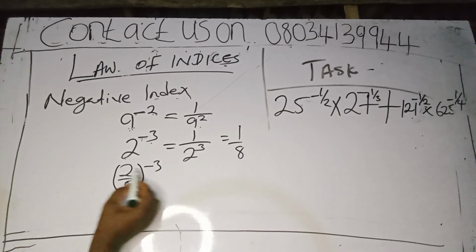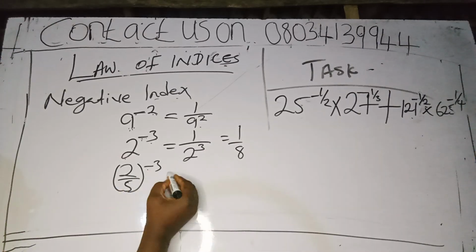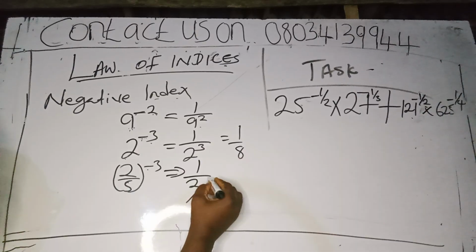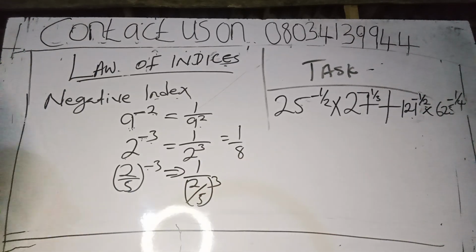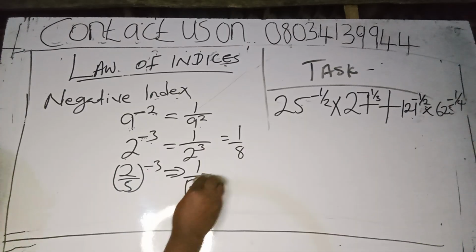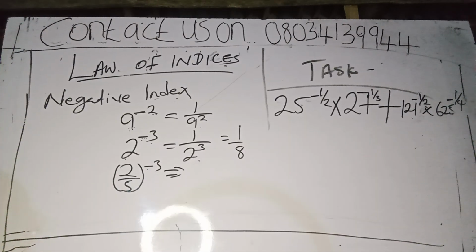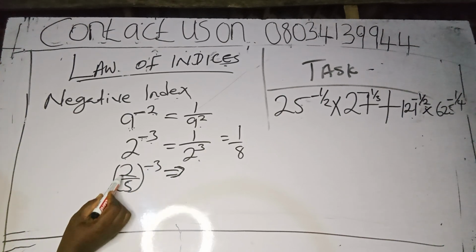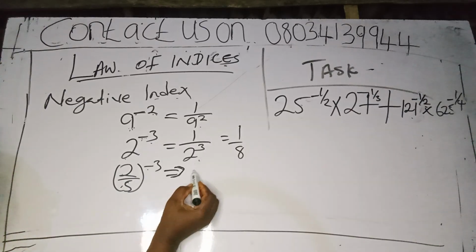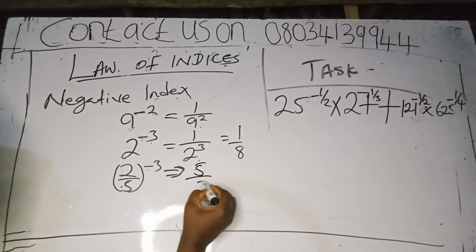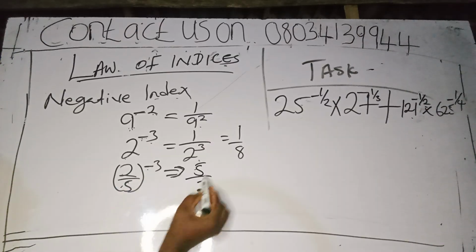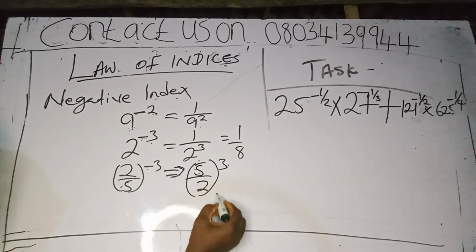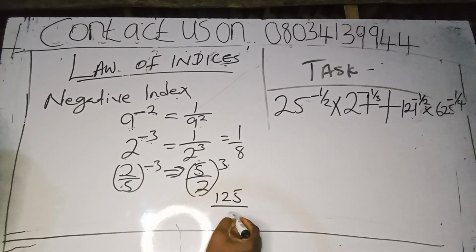When we have such, instead of going through the normal way of having 1 over 2 over 5 raised to power of 3, which we will arrive at but is going to be lengthy, I will teach us a simple tip on solving such. Anytime we have such, this negative automatically reciprocates the base. Instead of writing 2 over 5, I shall be having 5 over 2. Why? Because of this negative sign. Then I bring back my raised to power 3. And this becomes 5 to the power of 3, 125, over 2 to the power of 3, 8.